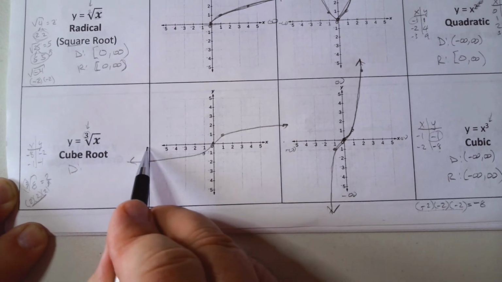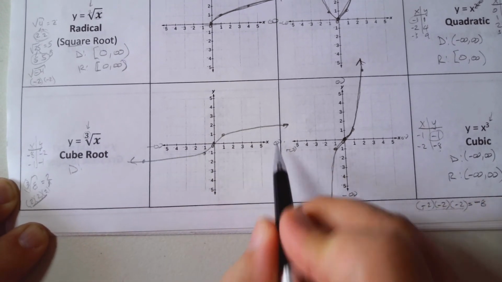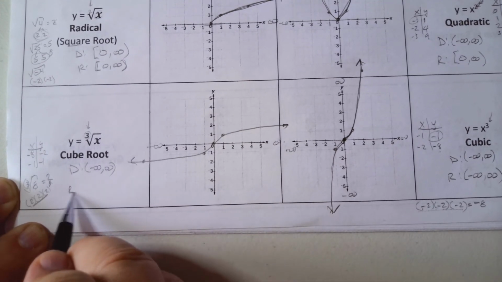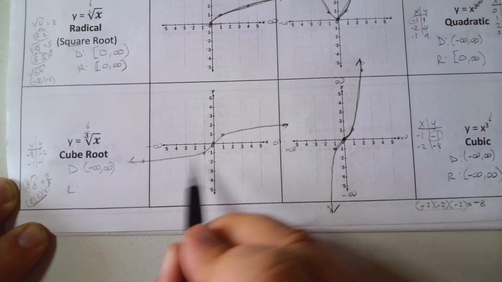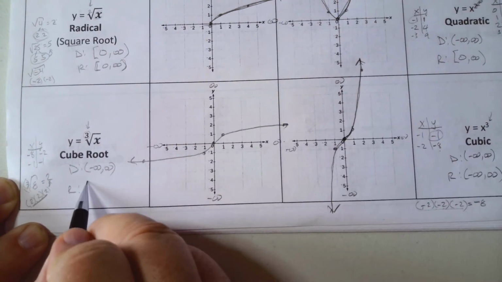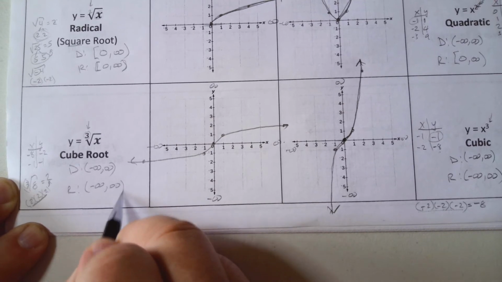The domain obviously goes to negative infinity and positive infinity. And the range, again, it's slowly going up and down. So it's also negative infinity to positive infinity.